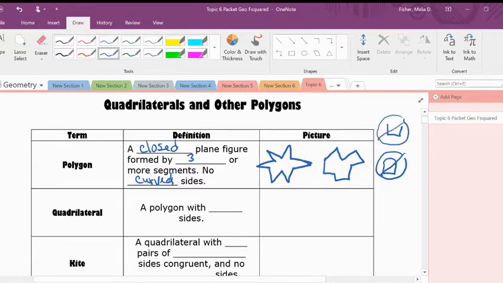A quadrilateral is a polygon with 4 sides. We think of these as squares and rectangles and any other 4-sided shapes.